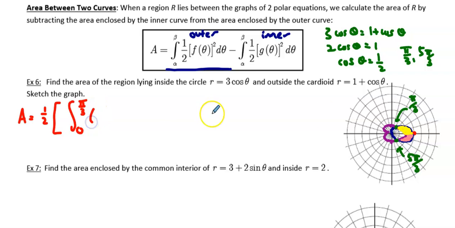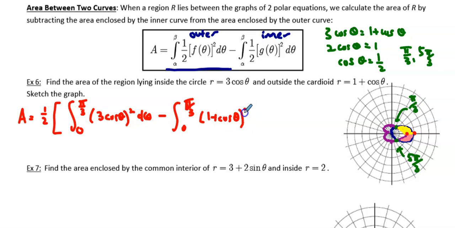And then we're going to do the outer curve first, which is going to be the circle. You guys can see that that's going to be the circle. So we're going to do the outer curve, which is 3 cosine of theta, quantity squared, d theta. And then we're going to do minus the integration, again from 0 to pi over 3, of our inner curve, which again is going to be the cardioid, 1 plus cosine of theta, squared, d theta.